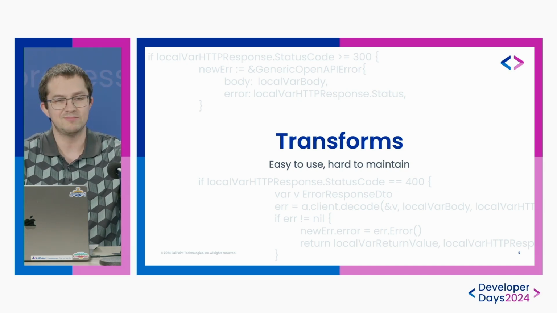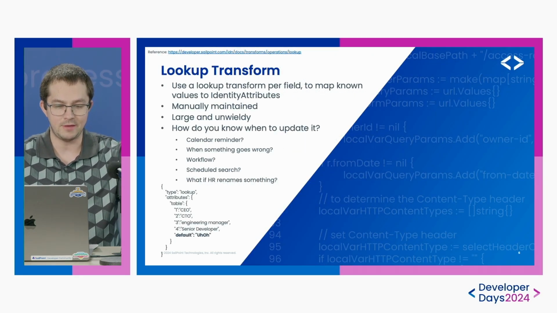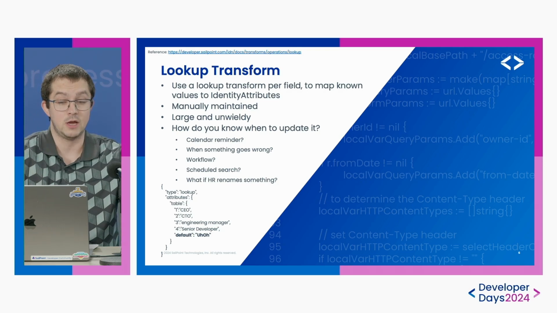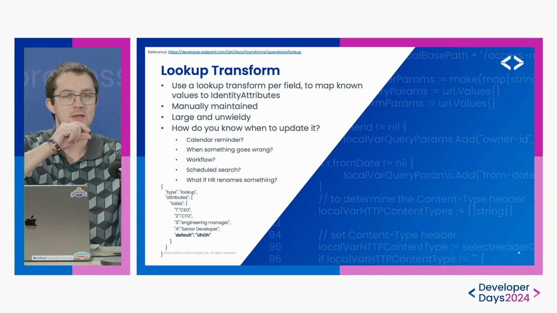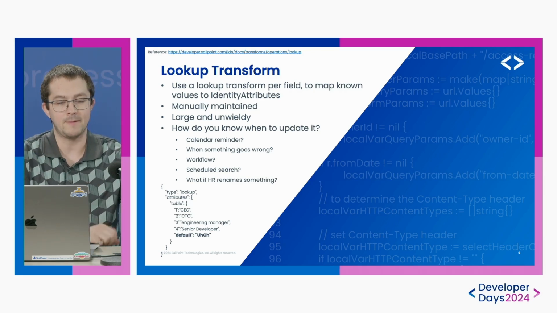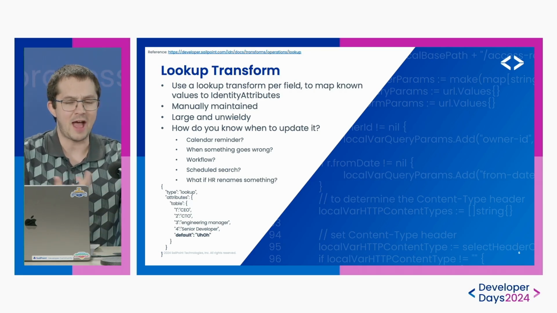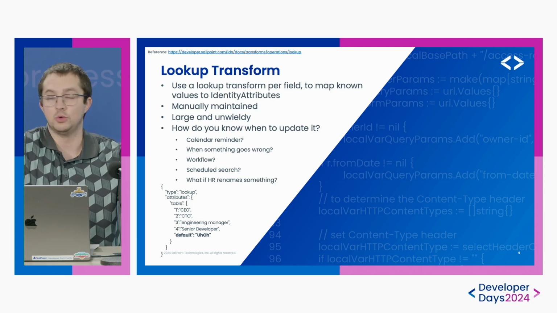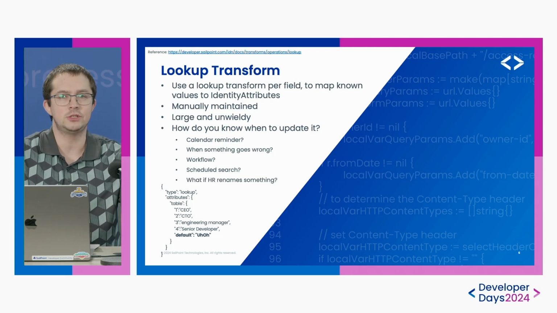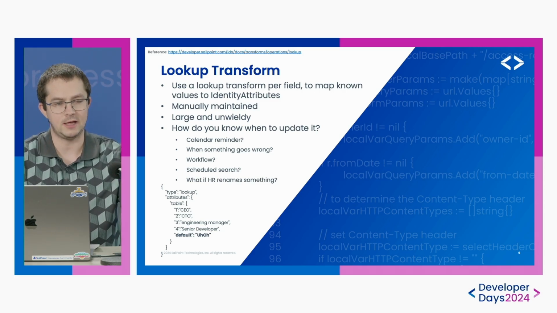So transforms, they're easy to use, they're great, but they are hard to maintain. What we have here is essentially for lookups. We can build, 1 is engineer, 2 is manager, 3 is CEO. We can build a mapping, but how do you maintain that? How do you update that? Do you need a calendar reminder every month? Do you only change it when something goes wrong? Run a scheduled search? And what if HR changes something and doesn't tell you? Because unfortunately, HR does not always tell IT and IAM and everybody else what has changed.